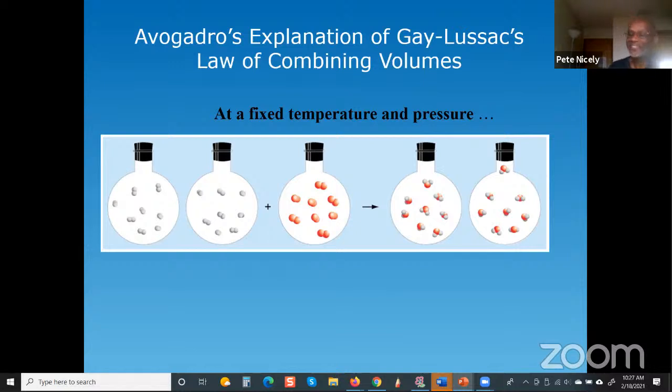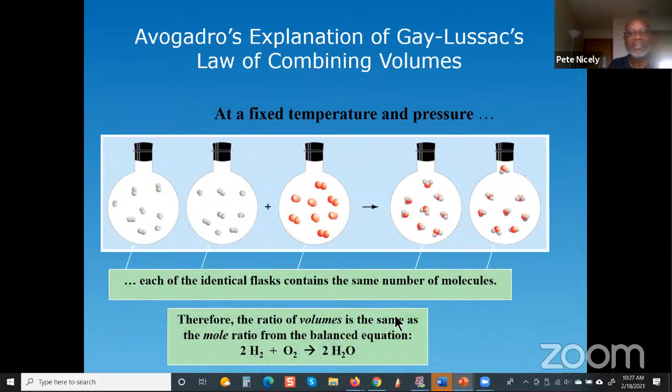Okay, so this is just an illustration of what we were just talking about. What these different flasks represent, I think, is the reaction between hydrogen and oxygen to form water. Each flask has the same volume. So we have 2 volume units of hydrogen reacting with 1 volume unit of oxygen to form 2 volume units of water. So the volume ratios are the same as the mole ratios, as I was saying before. This is just re-emphasizing what I just said. Let me also reemphasize that the temperature and the pressure must be fixed. If they are not fixed, then this will not hold true.